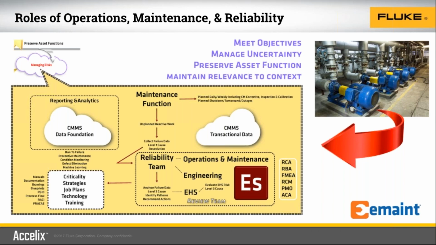So we'll do management by exception for any really high-criticality failures and do things like root cause analysis and risk-based assessments around that. What that ties into, over there on the left, are the criticality, the strategies, job plans, technology, and training. Those things are put into place to make sure that this issue never happens again, and we're managing risk.